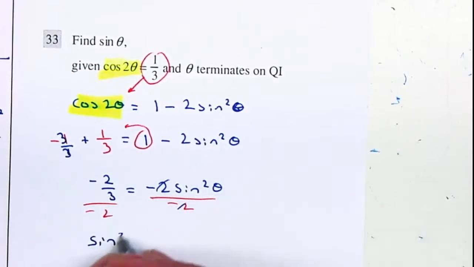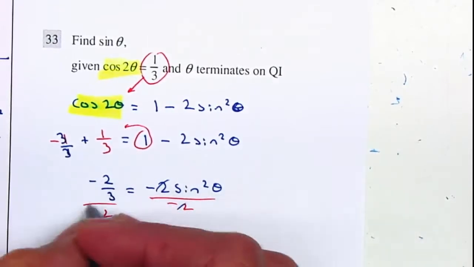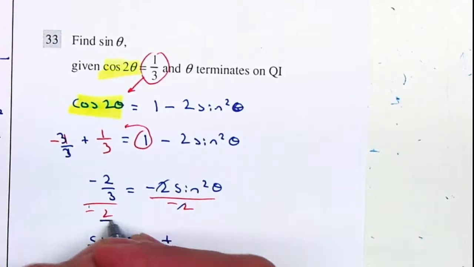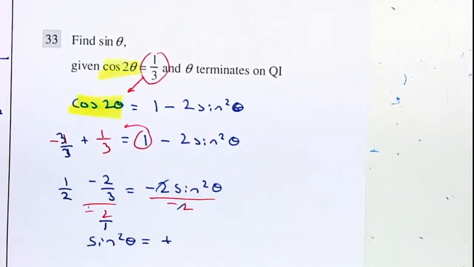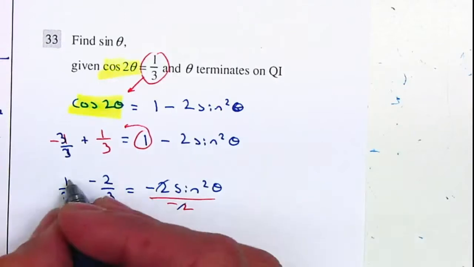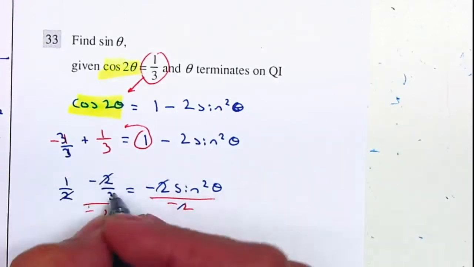So I'm going to have sine squared of theta is equal to negative divided by negative, which is positive. I'm going to change my division to a multiplication by taking the reciprocal of the second fraction. So the 2's cancel, and I just have 1/3.